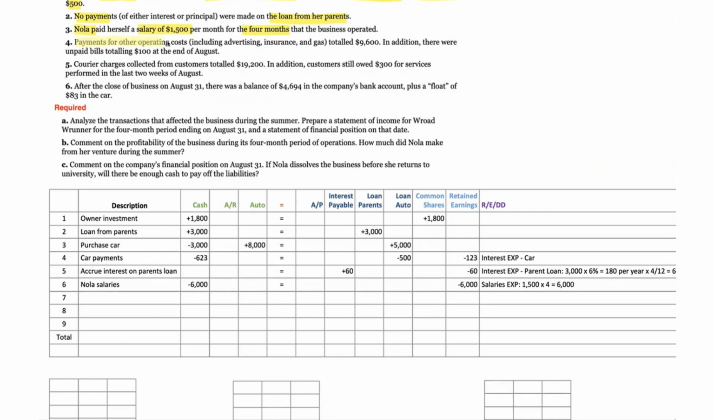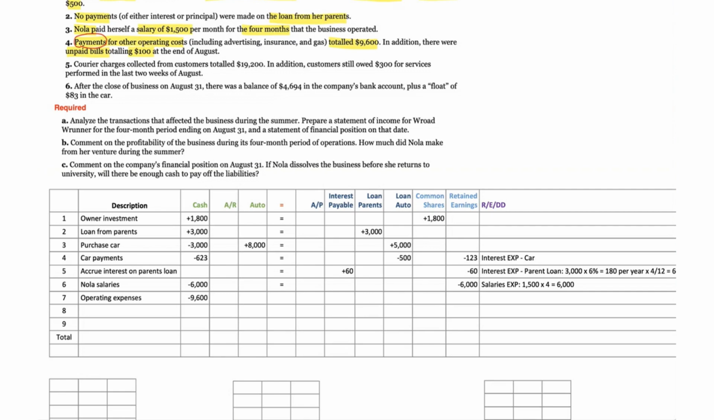And then we have payments for other operating costs, totaled $9,600. But in addition, unpaid bills of $100. So let's call this description operating expenses. And how is this going to look? How are we going to record this? Minus 9,600 under cash. Yeah, why cash? Minus 9,600. Because they were paid. When you see paid, payments, paid literally means paid.